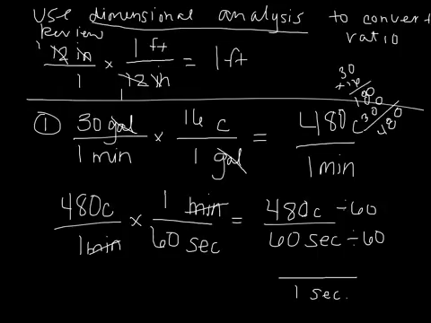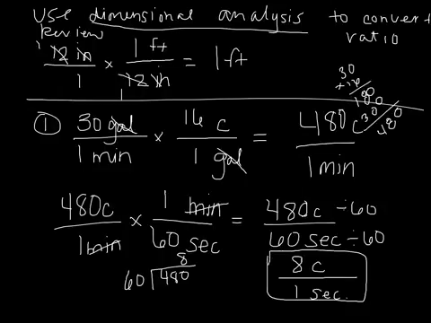Then I have to do what is 480 divided by 60. Well, I know that 6 times 8 is 48. So what would 60 times 8 be? Well, that would be 480. So it can go 8 cups per 1 second.